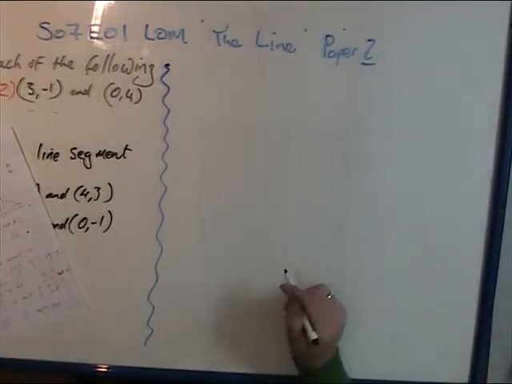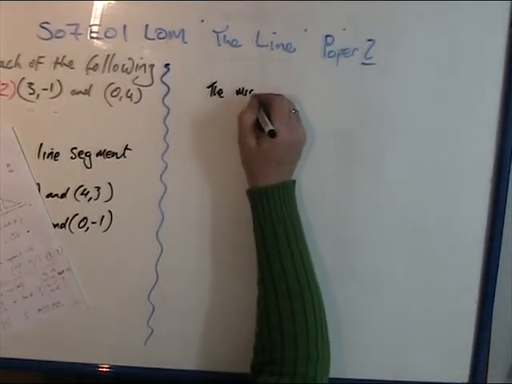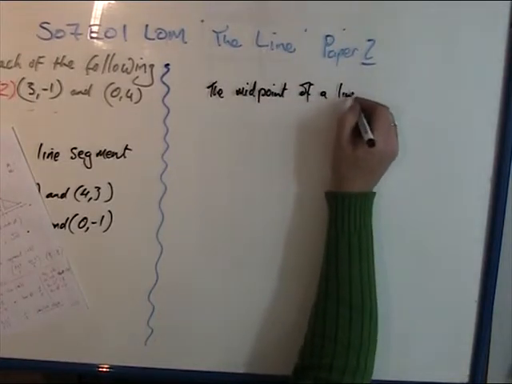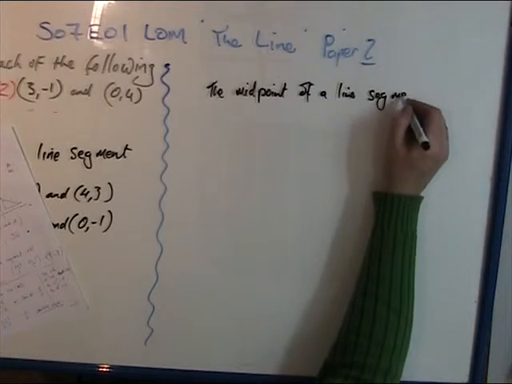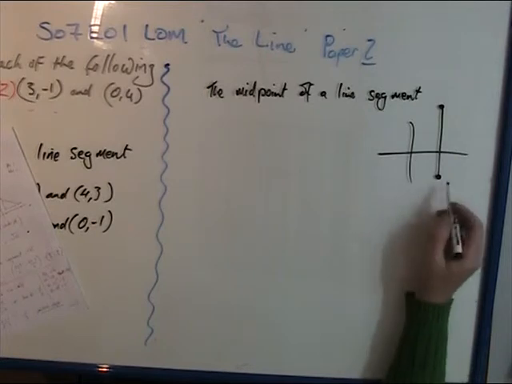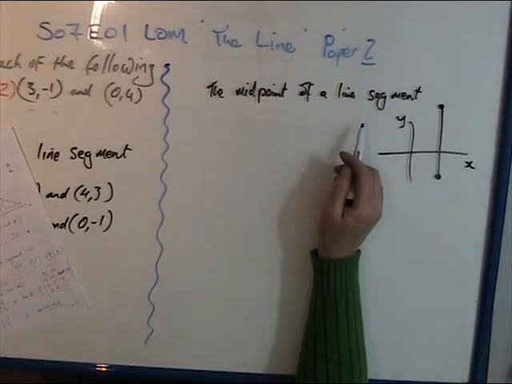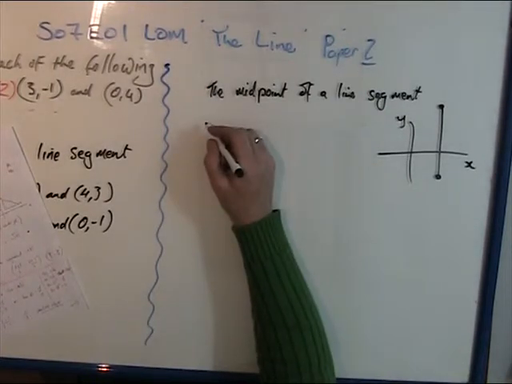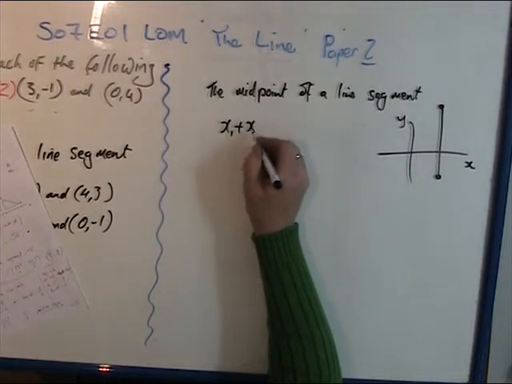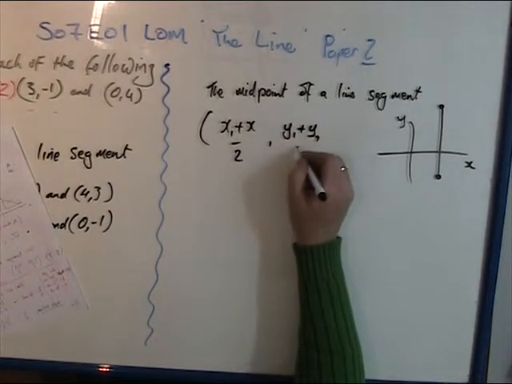Next, find the midpoint of a line segment. A segment is just a connection between 2 points on the x and y axis. That's it. Find the midpoint of a line segment that contains the points A and B, using the formula. So now you add the x's and you divide by 2, and you add the y's and you divide by 2.